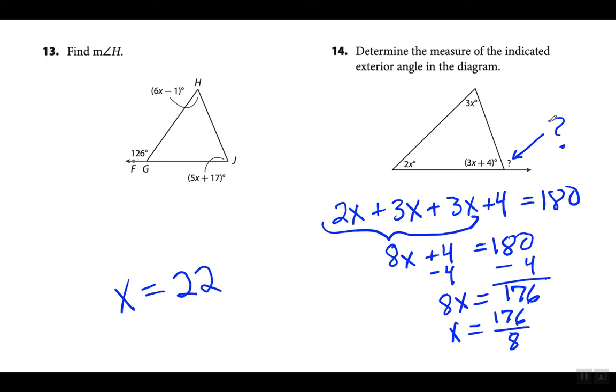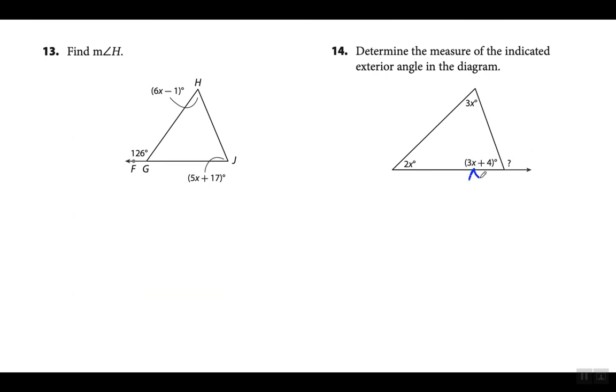So now look, x equals 22. I'm going to erase this. All right. X equals 22. So that means that this angle right here is 3 times 22 plus 4. Okay, si x es igual a 22, este ángulo es 3 por 22 más 4, which is going to be 66 plus 4. So it's going to be 70 degrees. Alright, so this angle right here is 70 degrees. Este ángulo mide 70 grados. So this is 70 degrees.